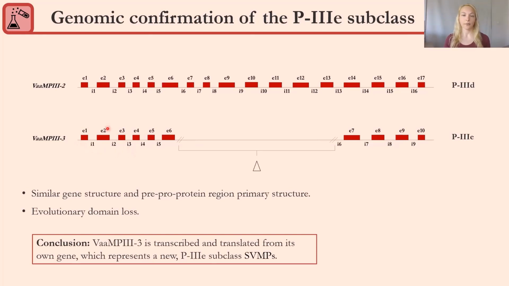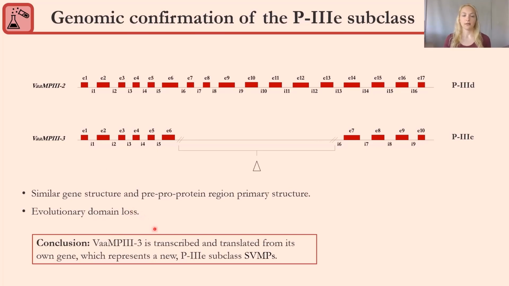And we compared it to the gene structure of another SVMP, VAMP32, which is a typical 17-exon gene coding for a P3D subclass SVMP, which was also detected at the protein level. As you can see, they have similar length of the matching exons and similar positions of introns, as well as a very high similarity in their protein primary structure, which all indicates their common origin.